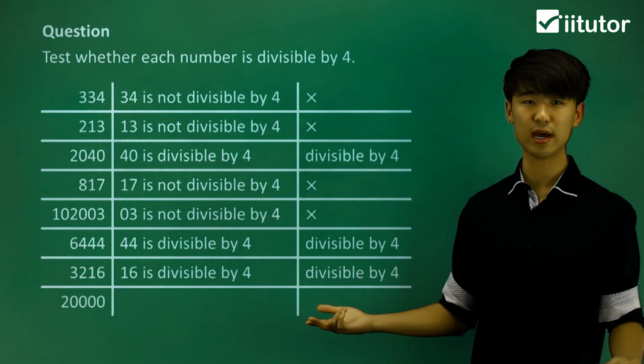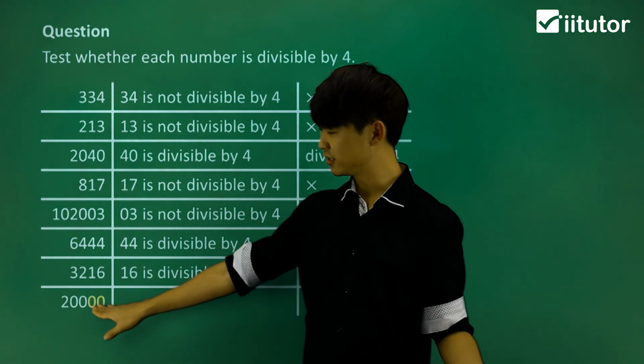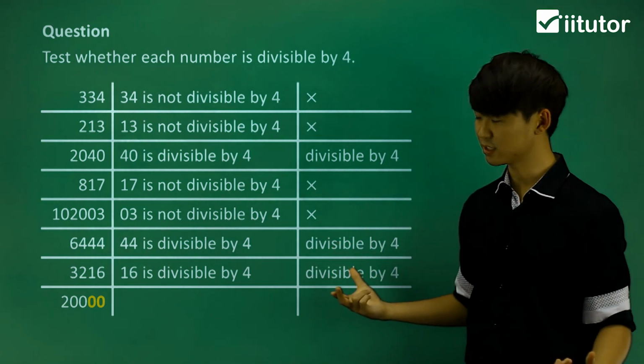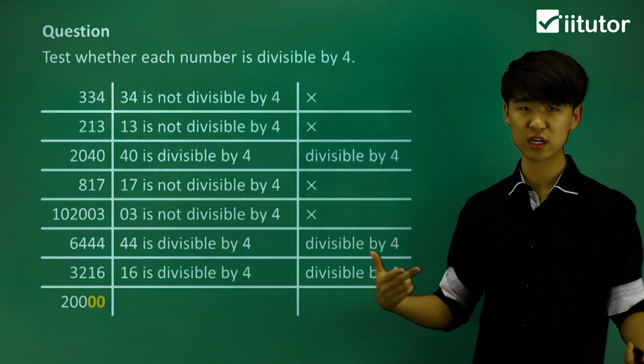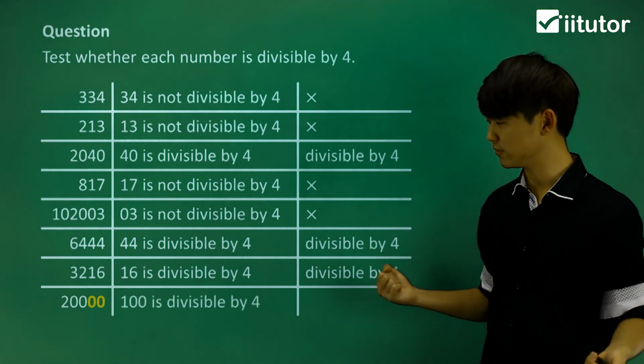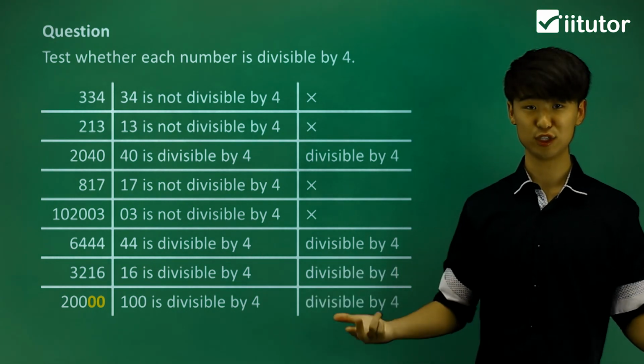Last one, we have 20,000. My last two digits are 0, 0. What do we say about the last two digits being 0, 0? We're going to consider that as just being 100, and 100 is divisible by 4. Then 20,000 is also divisible by 4.